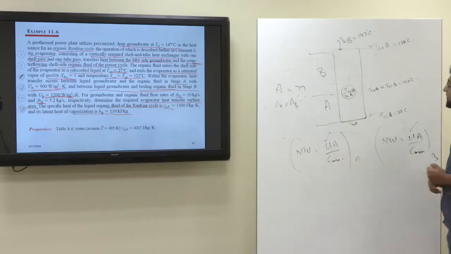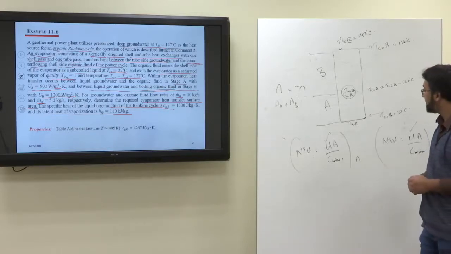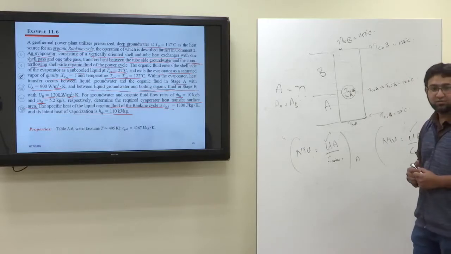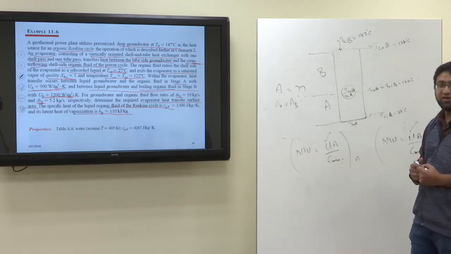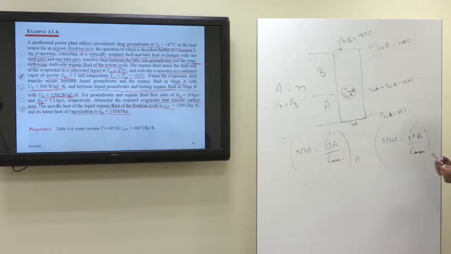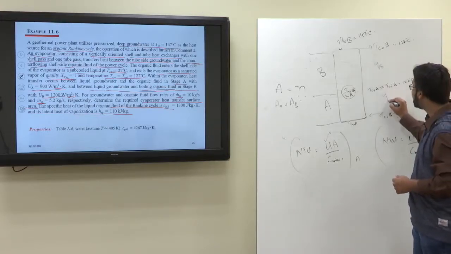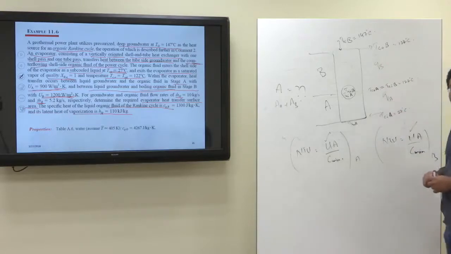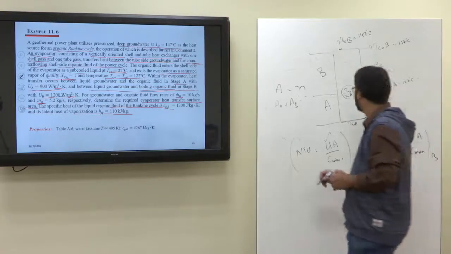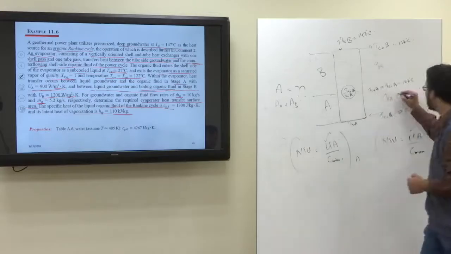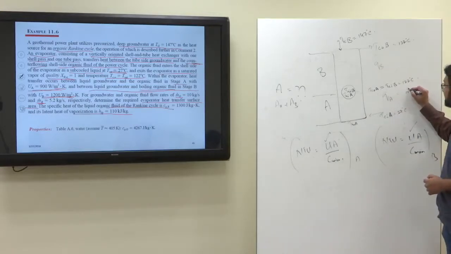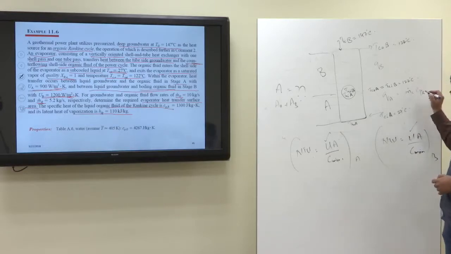Now we need to find out, for the cold fluid side, the total energy. We can find out the energy QB, we can find out the energy QA. How? For the case of QA, it will be m dot cold Cp delta T.